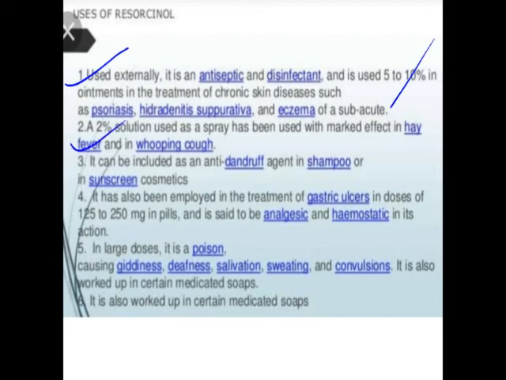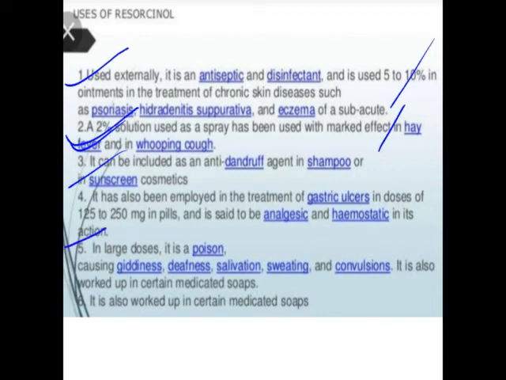Second use, a 2% solution used as a spray for the treatment of hay fever and whooping cough. So सध्या मार्केटेड जे प्रोडक्ट आहेत whooping cough किंवा hay fever, त्याच्या ट्रीटमेंटमध्ये 2% सोल्युशन हे रिसॉर्सिनॉलचं प्रेझेंट असतं. So that is the second use. Then third use, it is used as anti-dandruff agent in different shampoos and sunscreen cosmetics. So anti-dandruff agent म्हणून सुद्धा याचा वापर होतो.